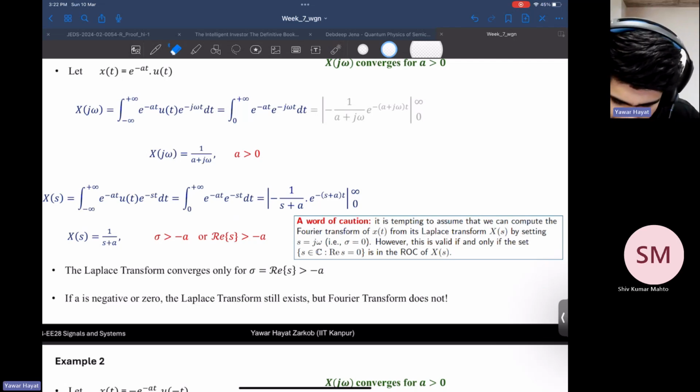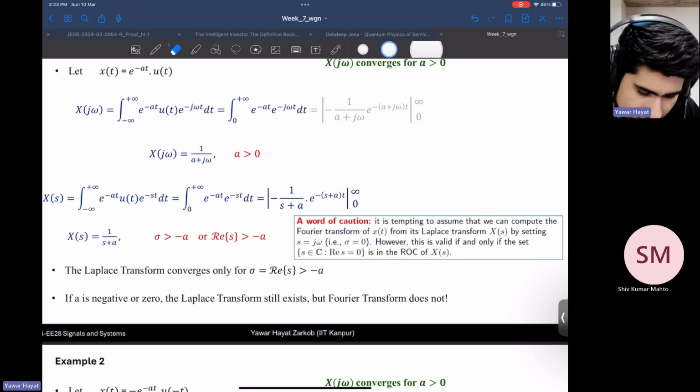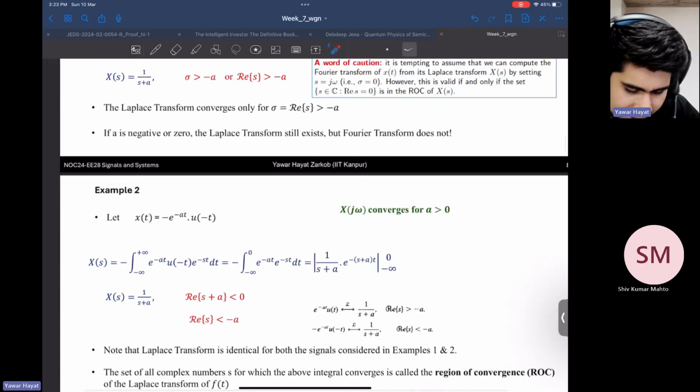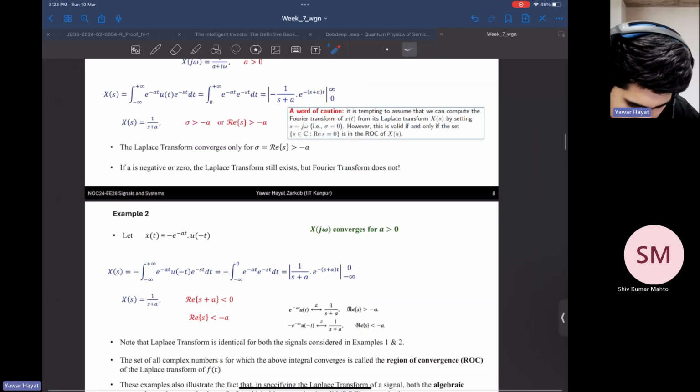It is valid if and only if the values of s lie in the ROC of X of s. If that is not the case, then this won't hold good. Only then can you use this particular thing. Okay, so with that, let's move on to the example.